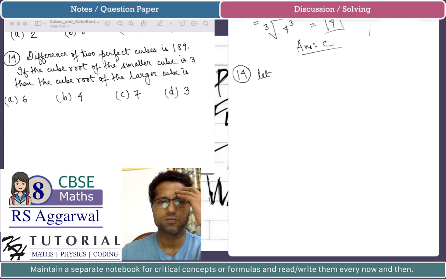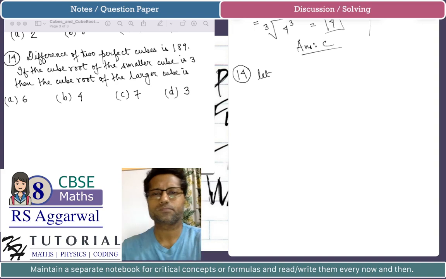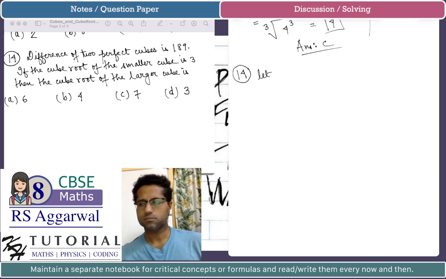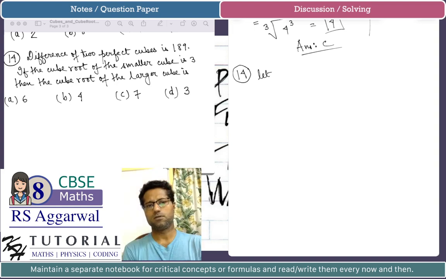If the cube root of the smaller cube is 3, then the cube root of the larger cube is... Okay, so a perfect cube has to be a cube of some number. Now it is talking about perfect cubes, which means natural numbers. So the difference of two perfect cubes, both are natural numbers, and they are cubes of some natural numbers.